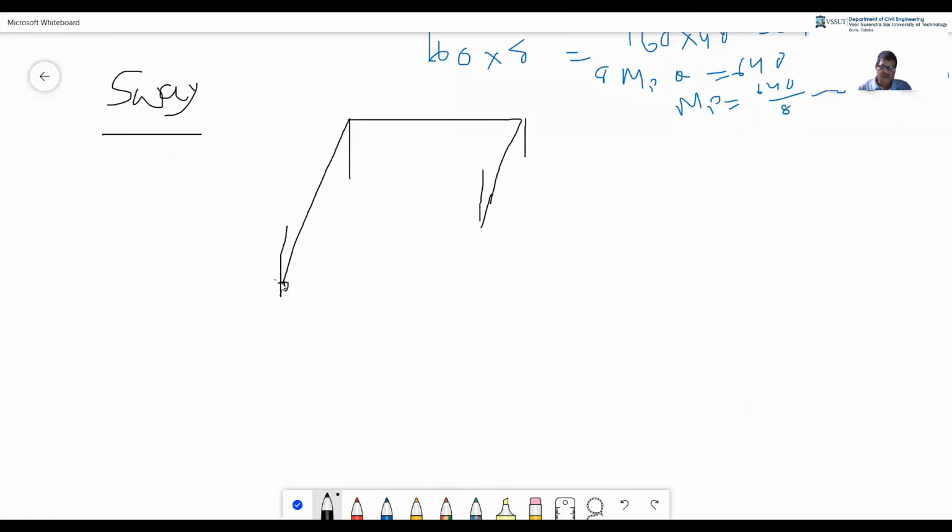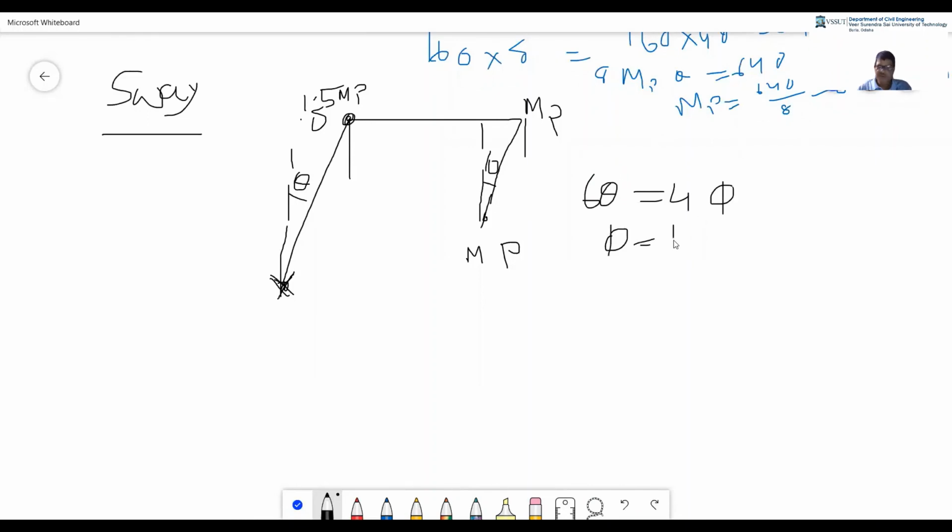Here there will be no hinge, there will be no MP. Here we find 1.5 MP. Here we find MP. Here we find MP. Now the delta will remain same. So if this is theta, this is phi. So now find the relationship. Here the height is 6 meter. So 6 into theta is equal to 4 into phi. Okay, so phi is equal to 1.5 theta.